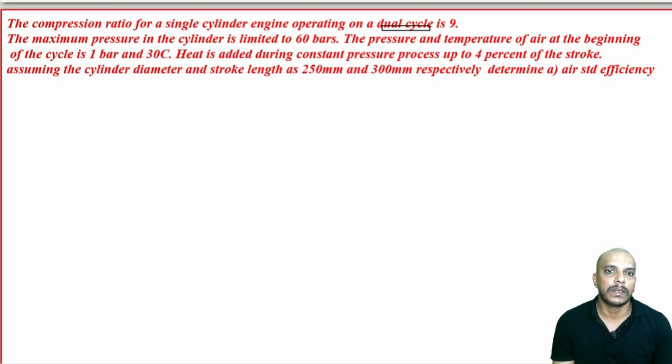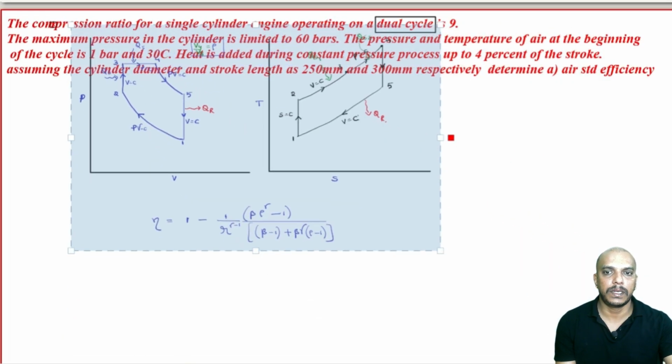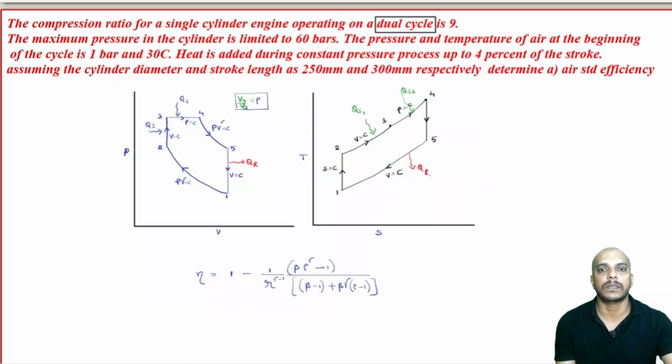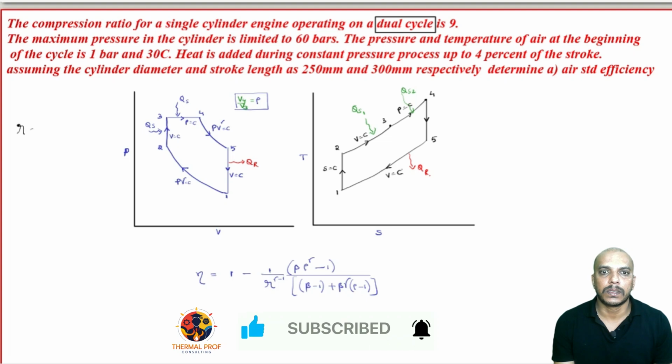The compression ratio is given, but the moment I see that it is an engine operating on dual cycle, what I would do is write the PV and TS diagrams, and also the efficiency equation. I know the PV, TS and efficiency equation for a dual cycle, so that is what I will write first. Then the compression ratio is given, so compression ratio is 9.